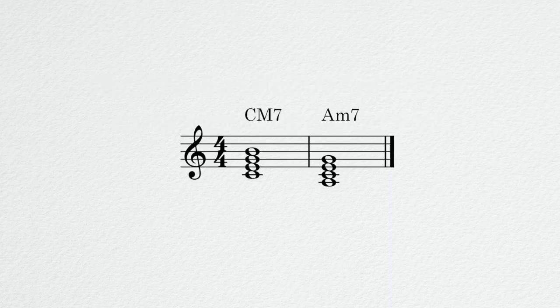Let's take our simplest example and go from 1 major 7 to 6 minor 7. It's a very soft progression because the 2 chords share 3 notes in common and they're both tonic functioned within a key.